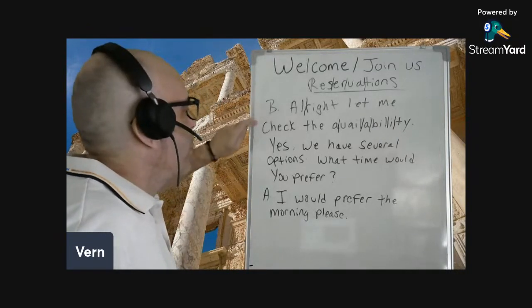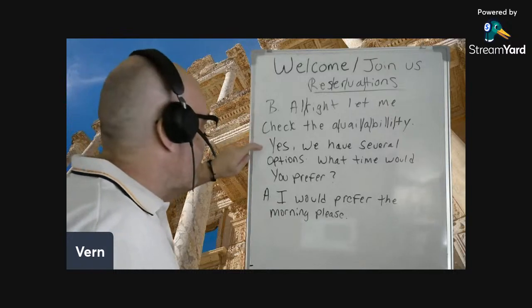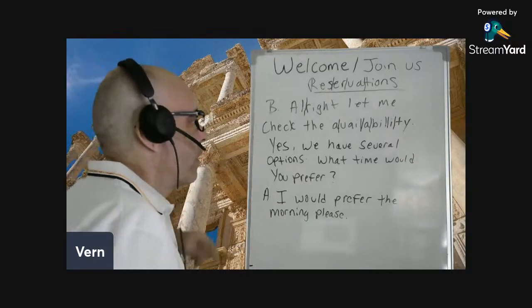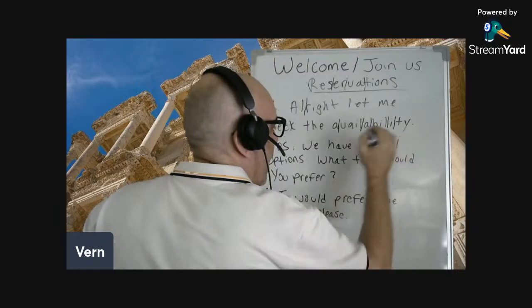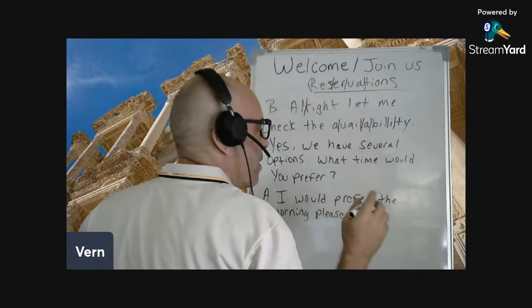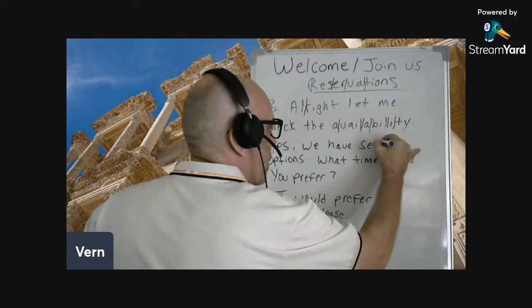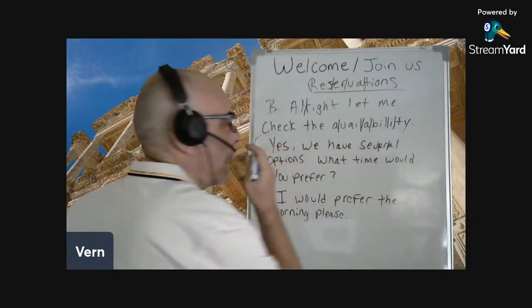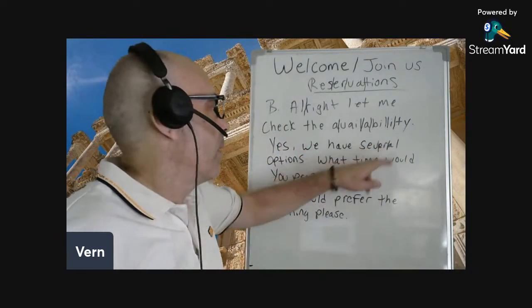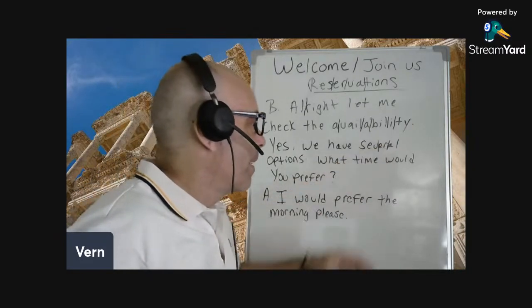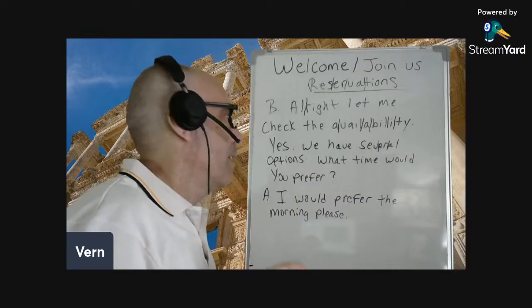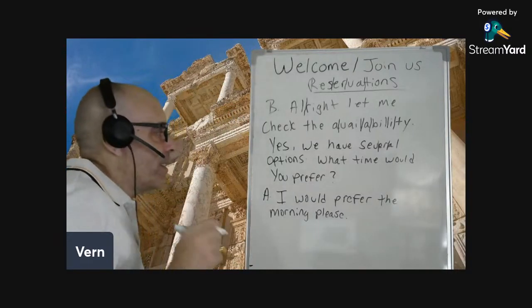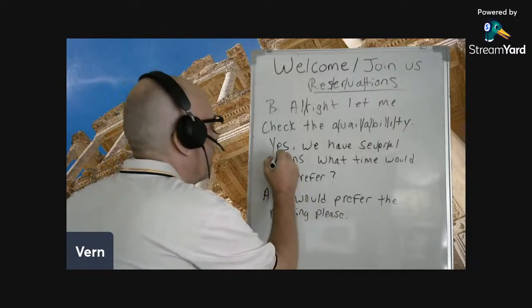All right, let me check the availability. Yes, we have several, sever, sev, se, sever. I'm going to put it here. Several. Gosh, this is a tricky one to find the syllables. Several. But you double the V and you double the R. Several. Yes, we have several options.